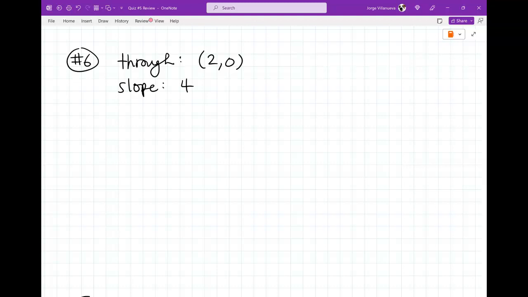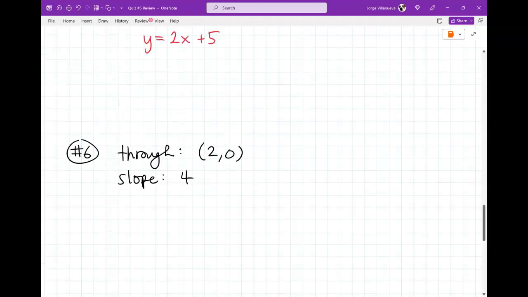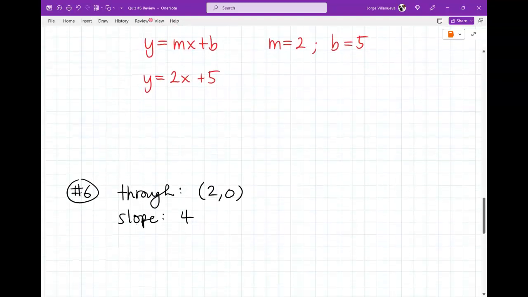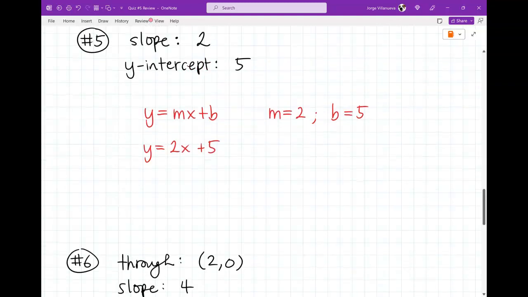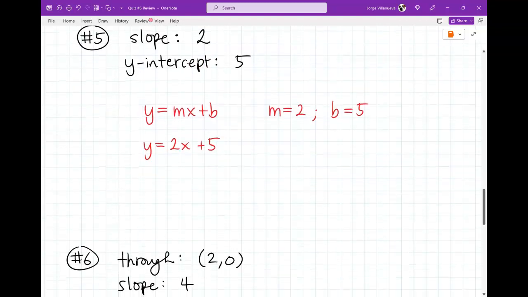Okay. Oh. Well, I'm just putting this up for some. Give me a second. Oh, the problem? Yes, slope intercept is 2, y-intercept is 5.